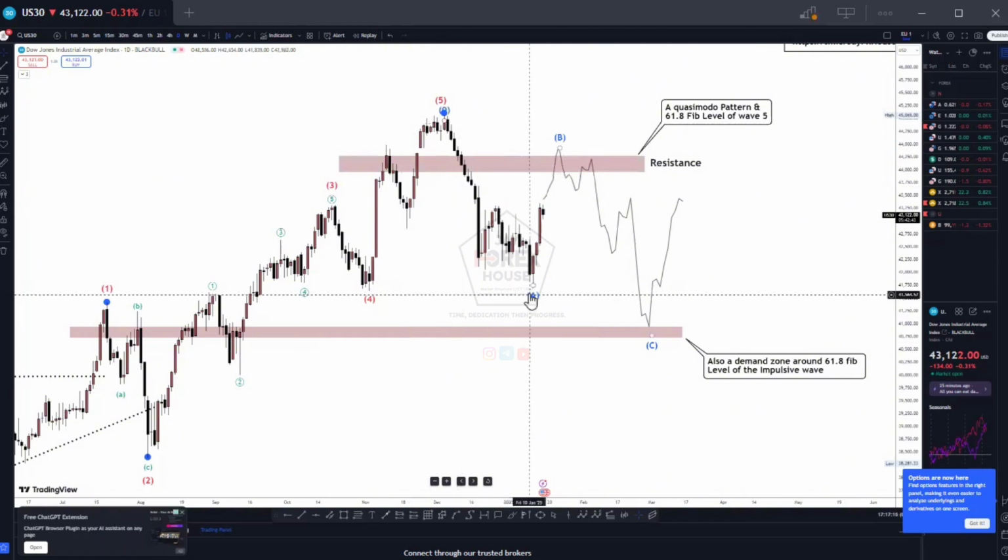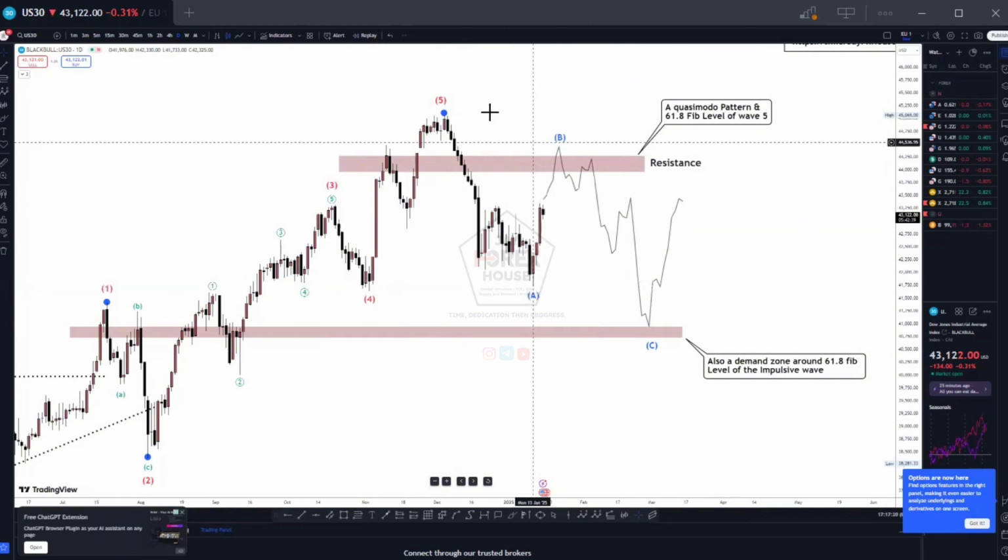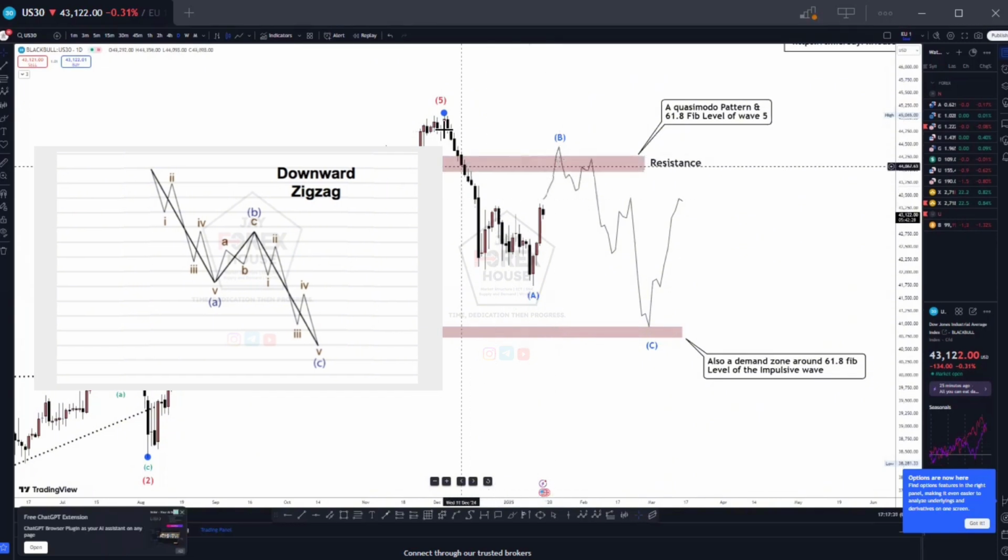after that, we then see an impulsive wave to form the first leg of the major retracement. Remember, I told you guys about a zigzag pattern. You go to the ebook, we have what we call the zigzag pattern. And then on that zigzag pattern, we find wave A as impulsive, wave B as corrective, and wave C as impulsive. So this is like a zigzag. And then this looks like a zigzag pattern, right?